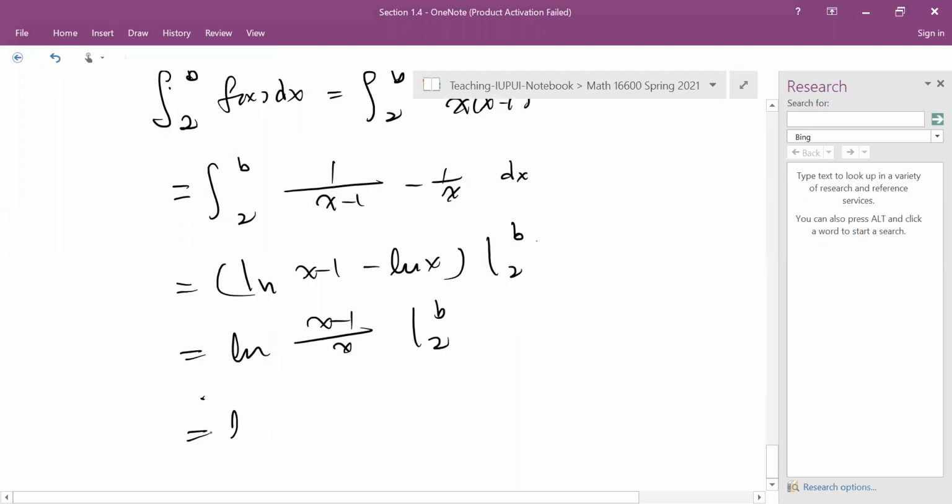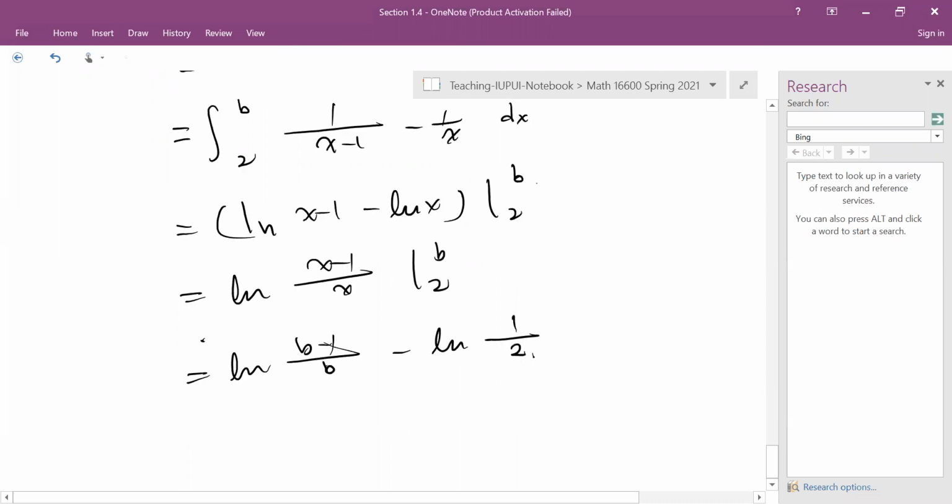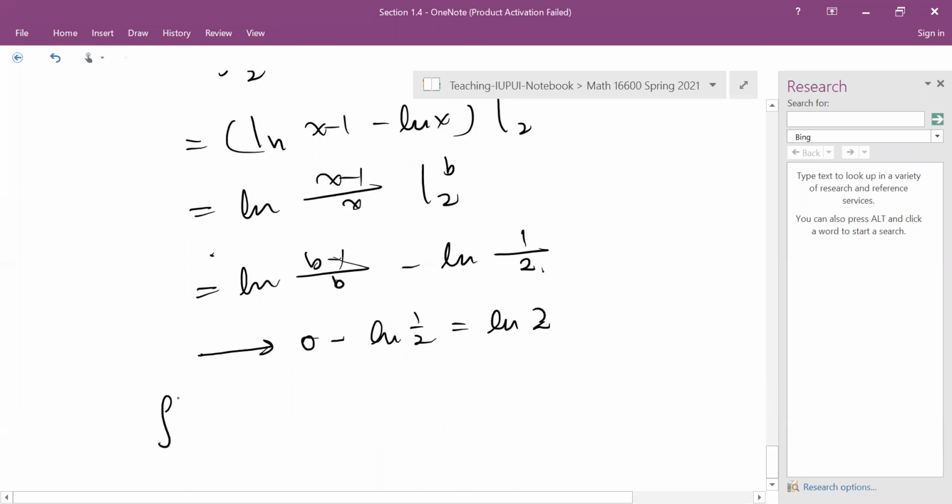So I get natural log of b minus 1 over b minus natural log of 1 over 2. So the limit is going to be natural log of 1, which is 0, minus natural log of 1 over 2, which is natural log of 2. That's a positive number. Okay, so this integral is going to be natural log 2.